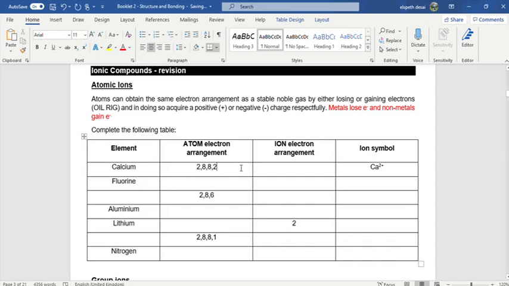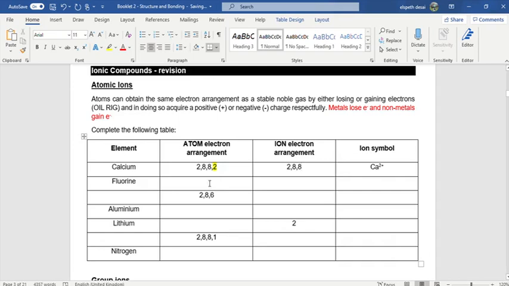So that's straight out of the data book. Remember that when a metal forms an ion, and calcium is a metal, it's going to lose its outer electrons. The outer electrons are this last number here. So the ion electron arrangement is just going to be the same as the atom, but without the outer electrons for a metal. So it's just going to be 2, 8, 8. That's why it's lost 2 electrons, and that's why calcium is going to be calcium 2+.